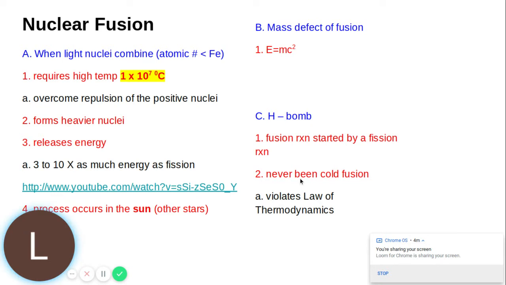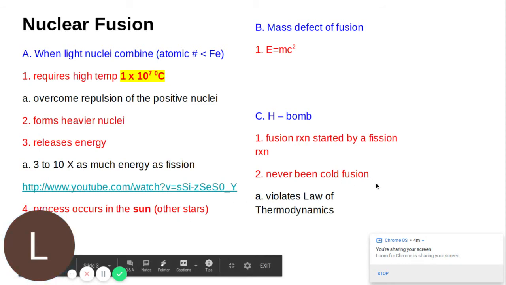And we all hear about cold fusion. So fusion typically has to happen at really, really high temperatures. Hence, it happens in the sun. It also creates a lot of energy. So the idea of cold fusion violates that law of thermodynamics. And laws we know are proven and can't be changed.